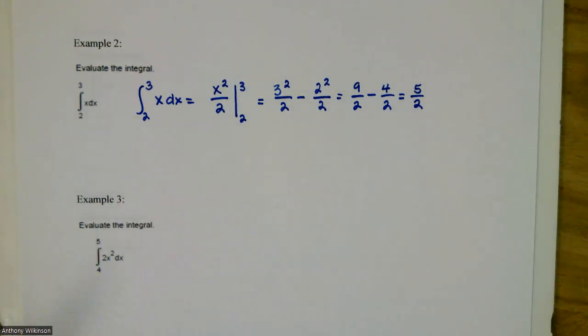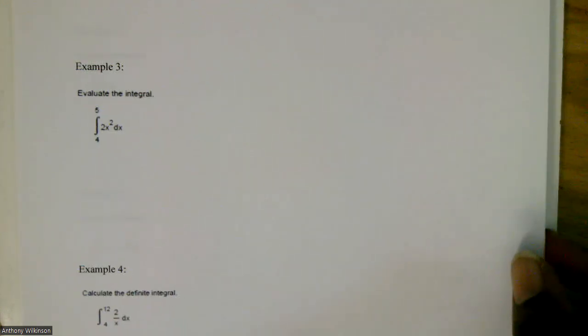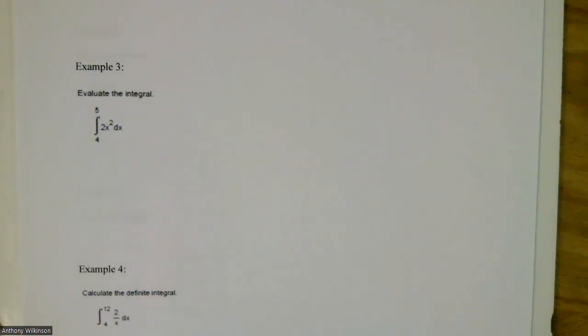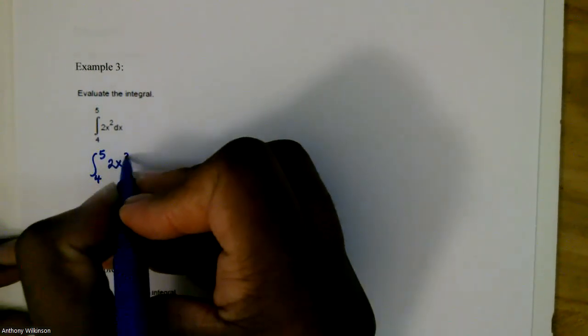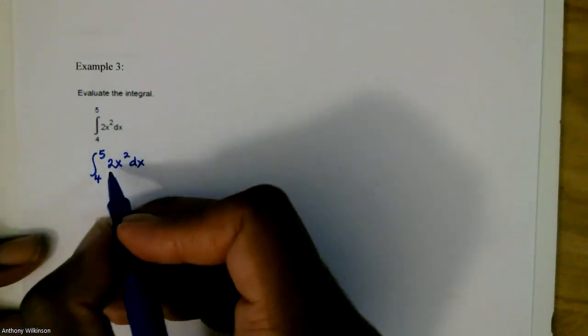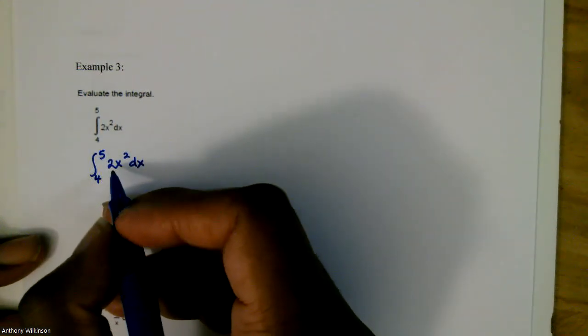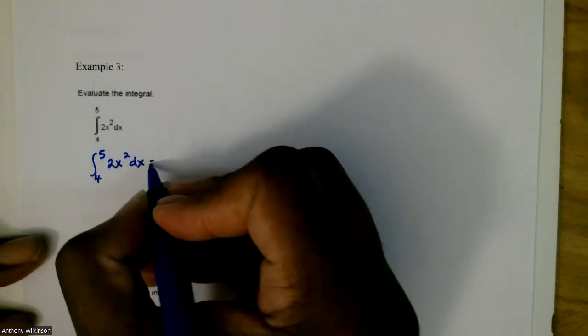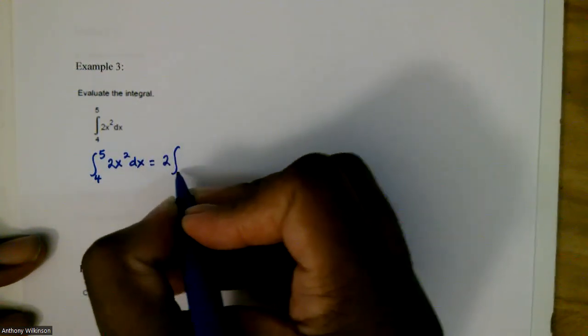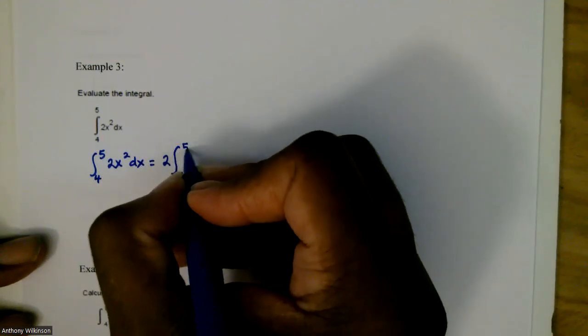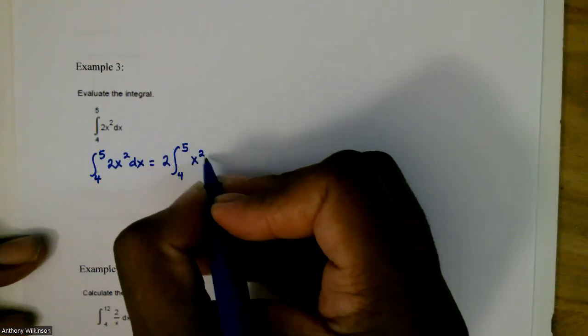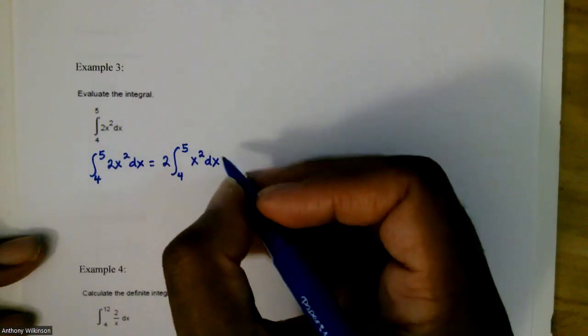All right, example 3. The integral from 4 to 5 of 2x squared dx. Well, since I have a constant in front of the x squared dx, I can pull that out in front of the integral sign. So it'll be 2 times the integral from 4 to 5 of x squared dx.